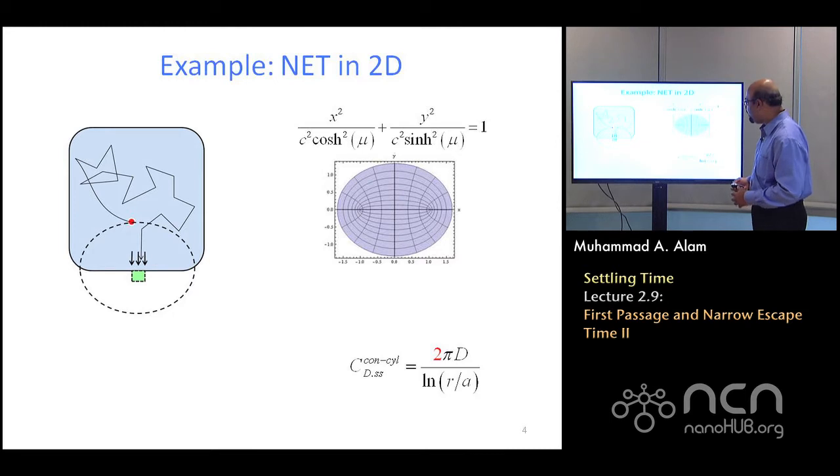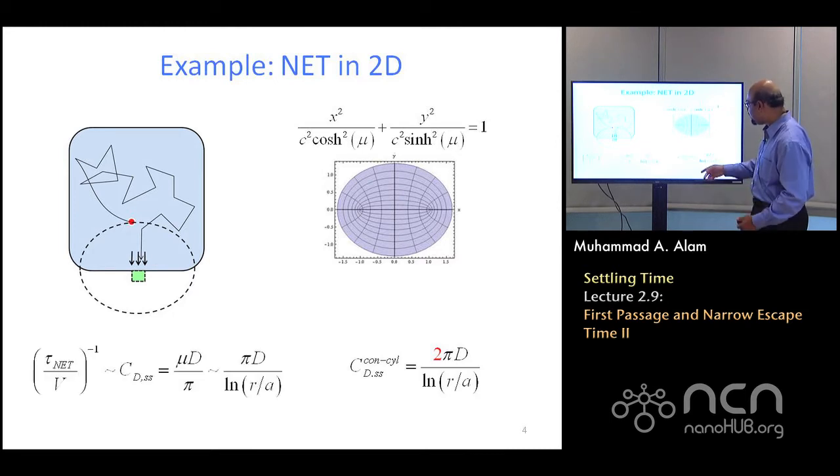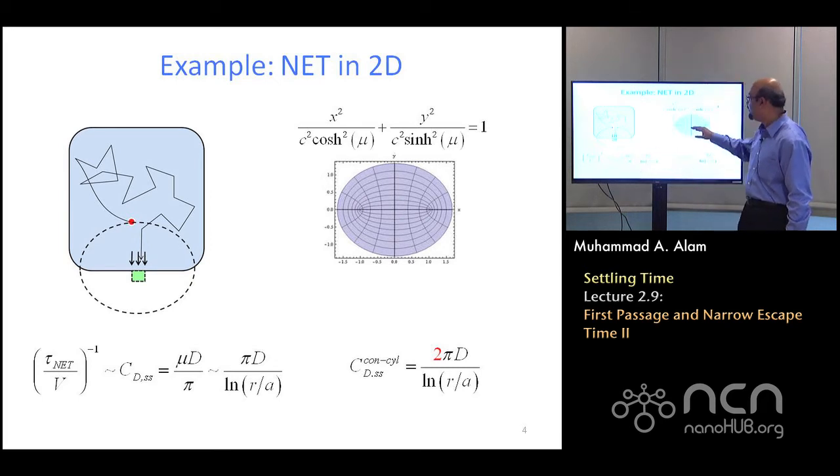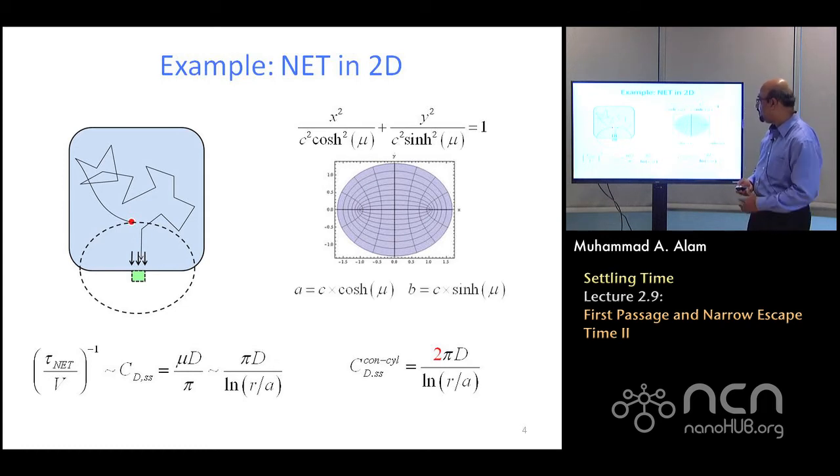And so therefore you can calculate the concentric cylinder capacitance. It is simply given by mu d, d is the diffusion coefficient, divided by pi. So once you calculate what this mu is, how would you know what the mu is?